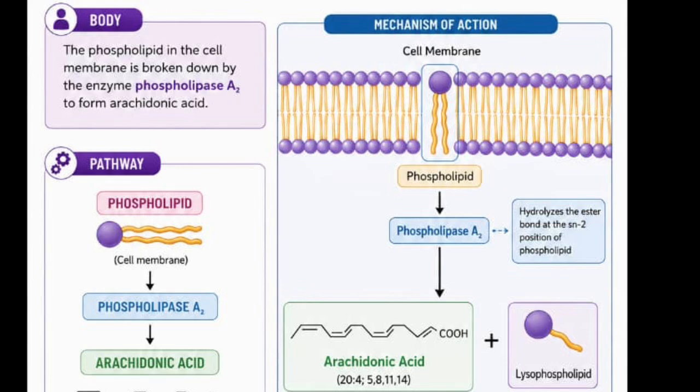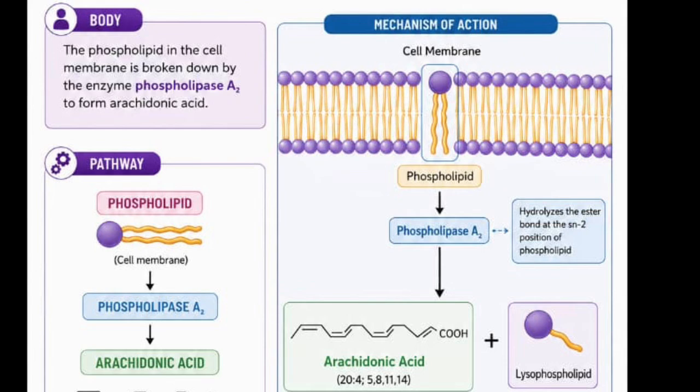the phospholipid in the cell membrane. If you break down that phospholipid in the presence of phospholipase A₂, you get arachidonic acid. In the presence of phospholipase A₂, if you break down phospholipid, you get arachidonic acid. Are you getting me now? Phospholipase A₂ hydrolyzes the ester bond.